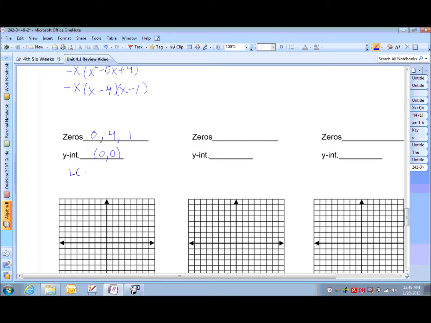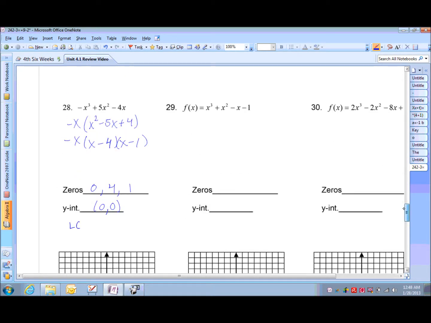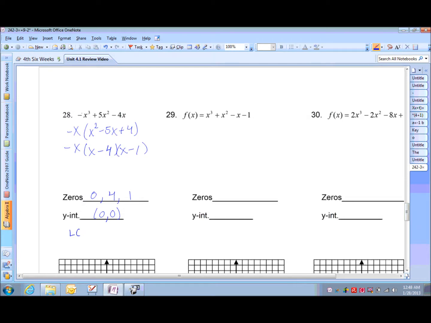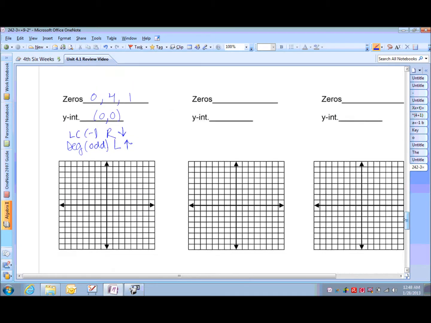Our leading coefficient is negative 1 here. So our right tendency is going to fall. And our degree in this problem is 3, so it's odd. So our left tendency is going to be opposite from the right, so the left is going to rise. We plot our zeros.